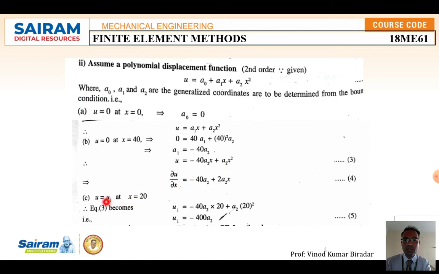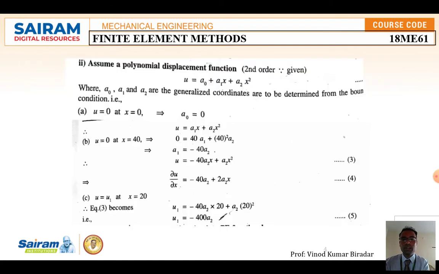Again, at the middle point, now this is the boundary condition at the middle point. At u is equal to u1, at x is equal to 20, half of the length. So that previous equation becomes u is equal to u1, and you substitute in this equation: minus 40 a2 into 20 plus a2 into 20 whole square. Therefore from this equation u1 is equal to minus 400 a2. Call this equation number 5.